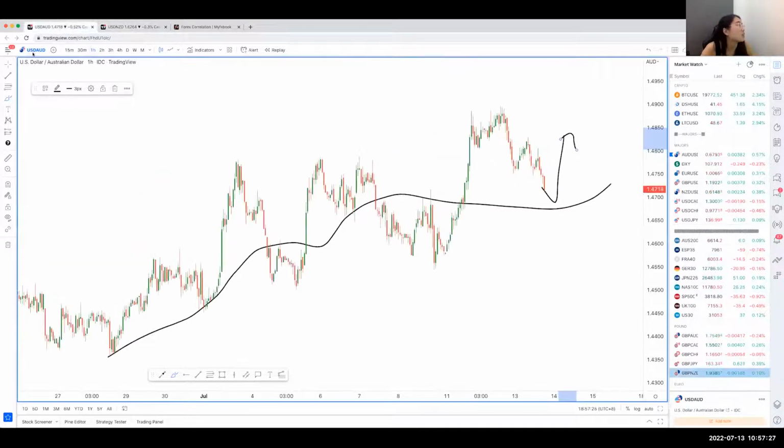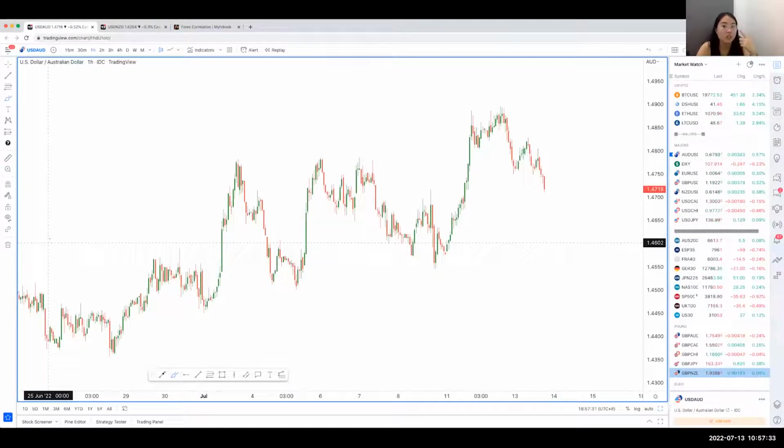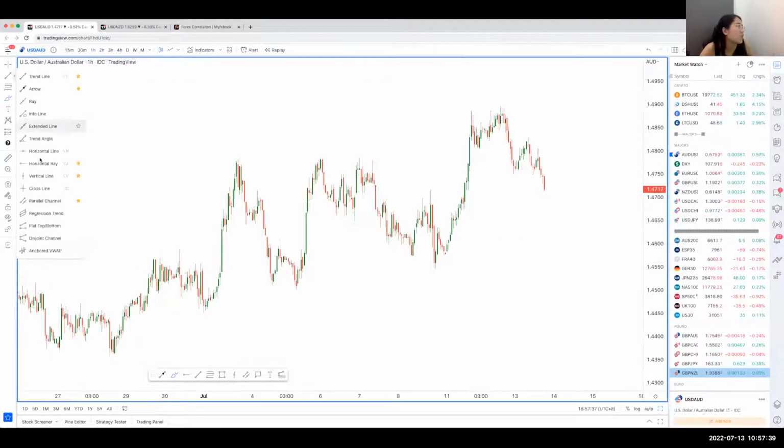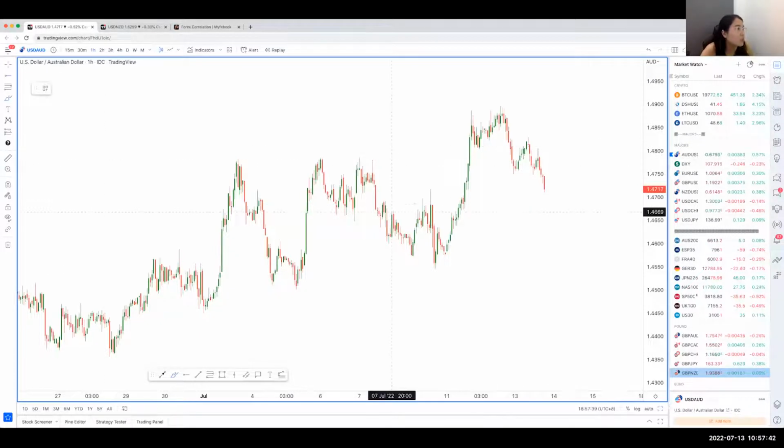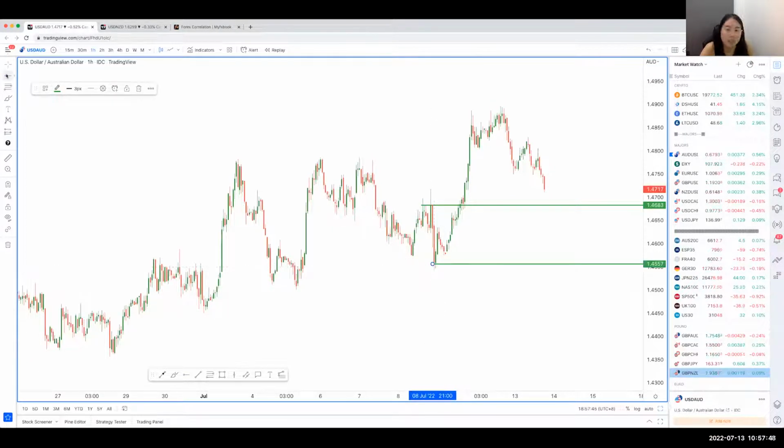Okay, that's one. The second strategy that I'm going to show you guys. So the first one is correlation. The second strategy I am going to show you guys is the usual strategy that I use on a daily basis. It is to combine the moving average with support and resistance, Fibonacci levels, other indicators, and chart patterns.